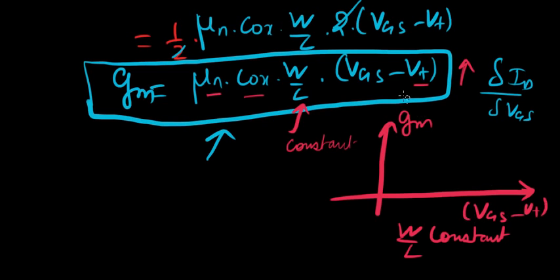So what do you see from this equation? When VGS goes up, GM goes up. When it goes down, GM goes down. And it's a linear relationship. There's no square or cubic term there. That means with VGS, GM is going to increase in a straight line. Right? Now let's look at it.